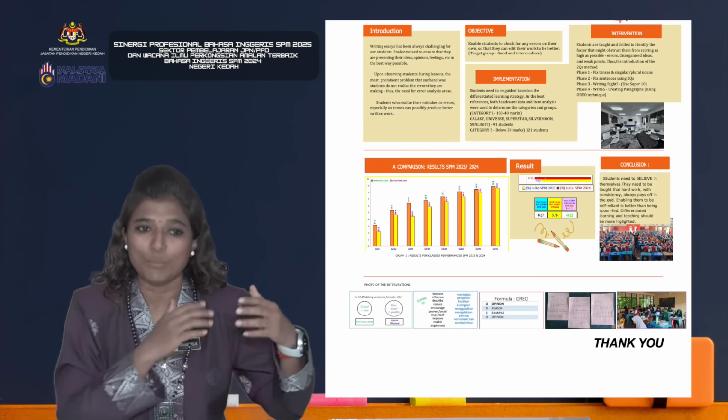So that's where they master the Super 10 words and then they go and write. When they write, I usually give them small strips of papers, okay? No names. They are very shy to share their identities. So no names.